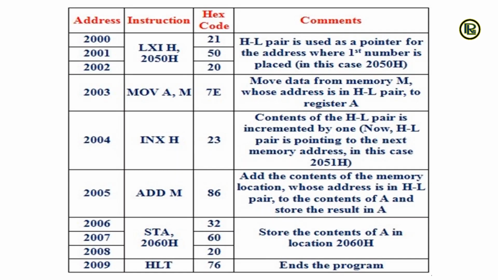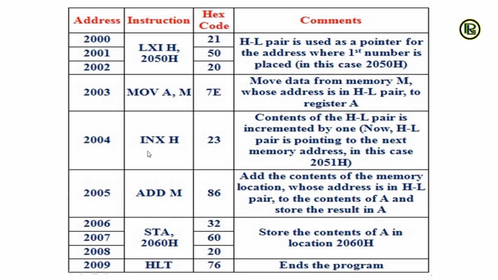And here is the example. I have the addresses like before, 2000, 2001, 2002, and the corresponding hex codes 21, 50, 20 and so on, and all the details are written here. The interesting thing is the HL pair. LXI H is the new instruction, LXI H 2050H. The purpose of this instruction is that the HL pair is used as a pointer for the address where the first number is placed. In this case, the first address is 2050. Then the move as before.